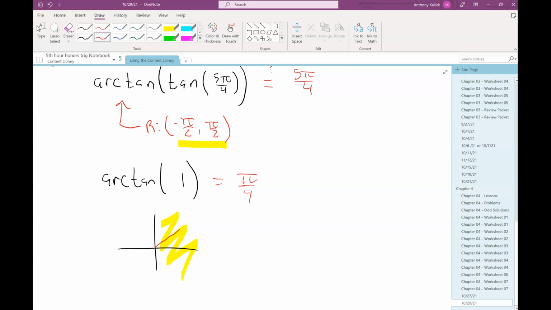So as tempting as it is on a problem like that, where we're evaluating, to just cancel things out, you can't do that. You have to really do it as two steps. You have to evaluate the inside and then evaluate the outside to make sure that you're actually getting a value that's possible to output.